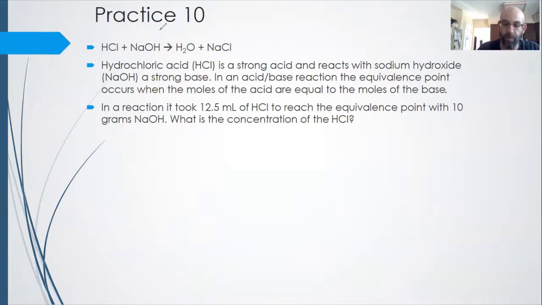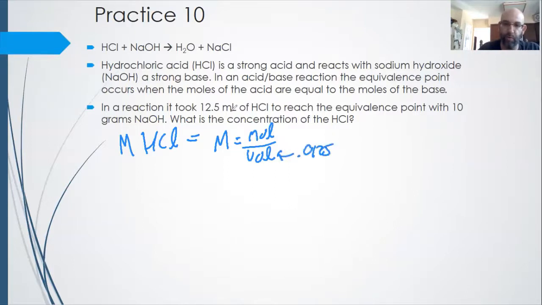Right. So to solve for this, let's think about it. Here's what we want to know. We want to find out the molarity of HCl. Okay, that's the question. To find out molarity, we need moles over volume. Well, we already know the volume. 12.5 mils in liters is 0.0125. But we don't know the moles of HCl. Right? That's what we don't know.